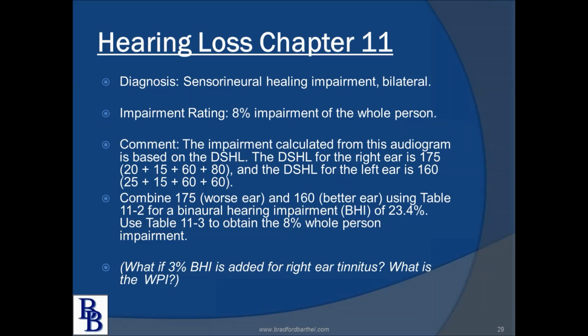I've thrown in a rhetorical question. What if we add 3% BHI for tinnitus? Well, we add that to the 23.4, and we come up with 26.4 as binaural hearing impairment. We go to table 11.3 to get the WPI, and that gets rated.